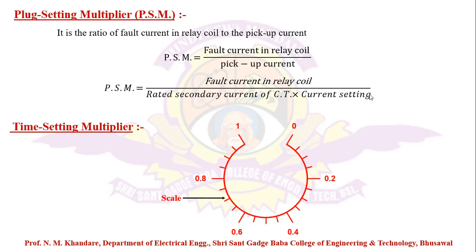In the case of alternating current supply, we have 50 cycles in 1 second. That's why we can set the delay time from 0 seconds up to 1 second, that means from 1 cycle up to 50 cycles. Here we have a selector switch, a knob with a pointer, and as per our requirement we can adjust the time setting multiplier to any desired value by rotating this knob clockwise in this manner. So this is regarding the time setting multiplier.